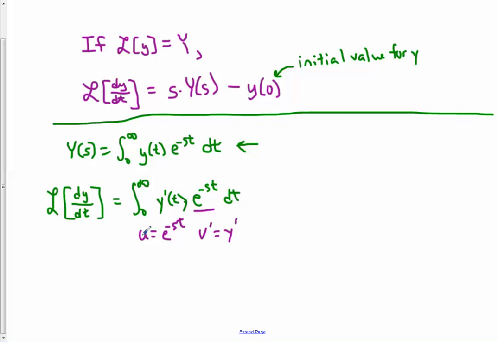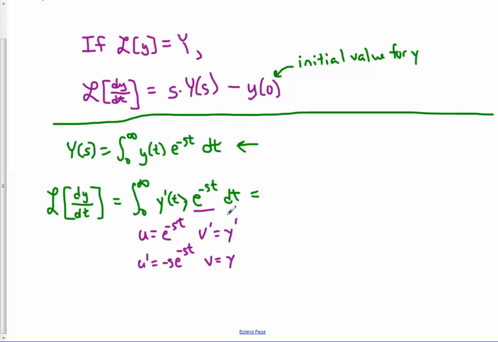So, when we do integration by parts, we take the derivative of u, that's u prime. I get minus s e to the minus st. Remember that t is our variable until we're done with the integral, so minus s is just the constant that pops out. And if v prime equals y prime, well, that's kind of dumb. It's the same thing. It's like two letters meaning the same thing. V would just be y. If I anti-differentiate v prime and get v, I anti-differentiate y prime to get y.